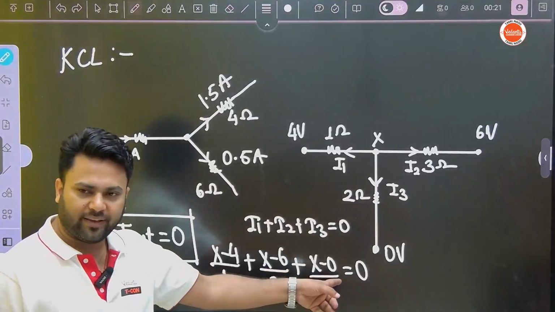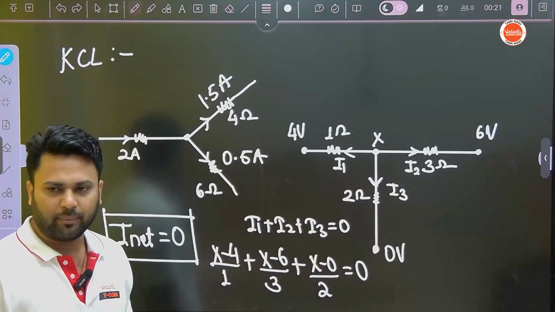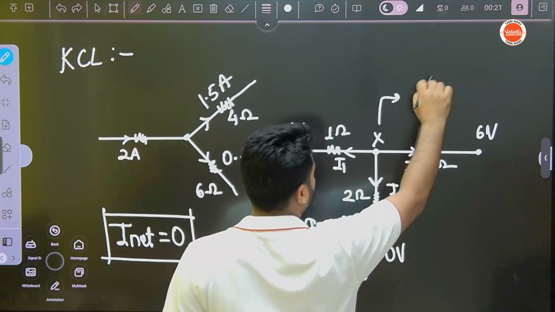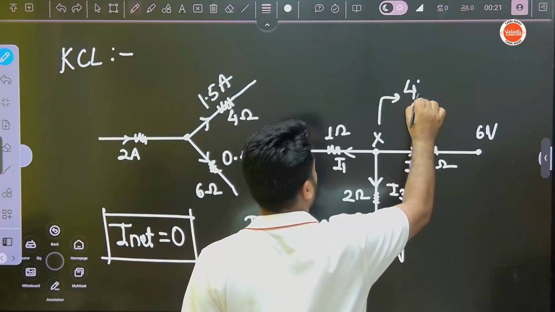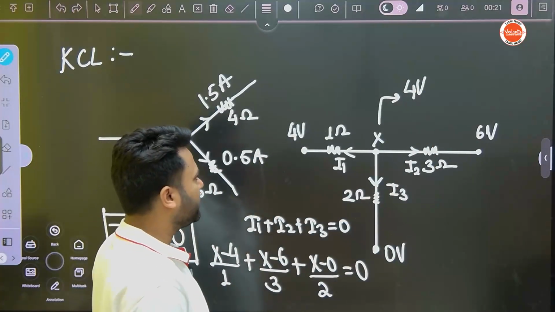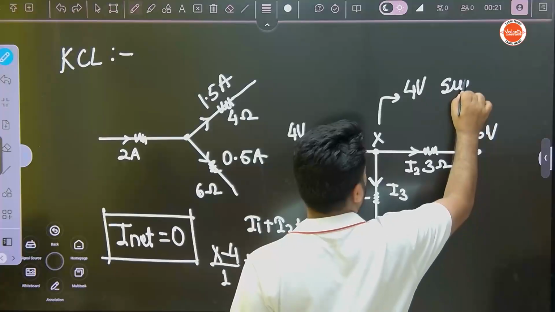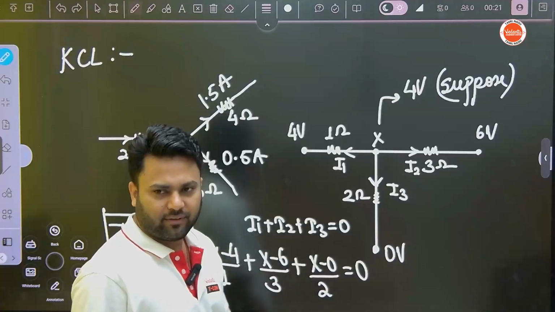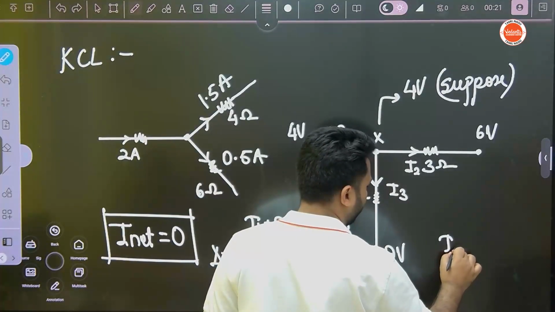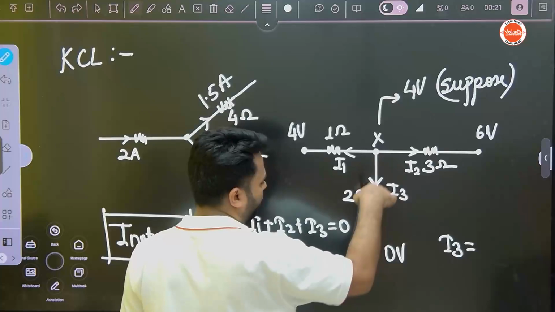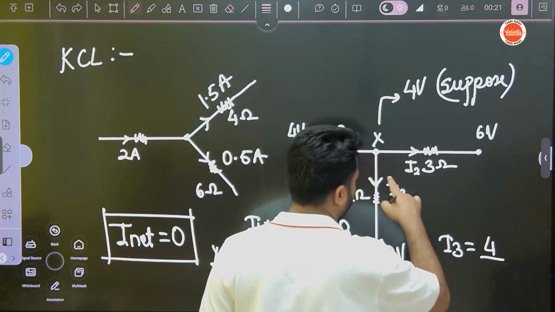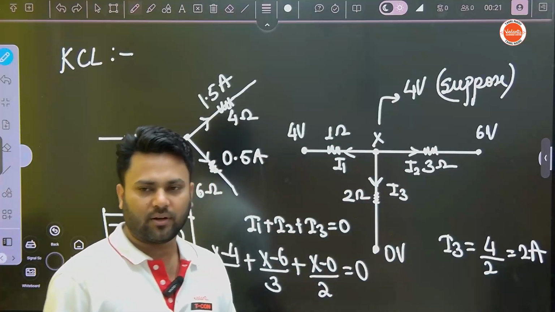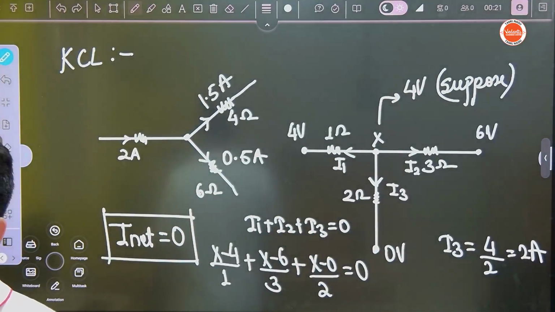So we will be able to solve for X. Suppose X comes, I don't know, suppose X comes 4 volt. Suppose I am saying. So what will they ask, this current? So I3 will be voltage difference 4 minus 0, that is 4, divided by resistance, how much? 2. So 2 ampere. Understood? These kind of questions they ask.